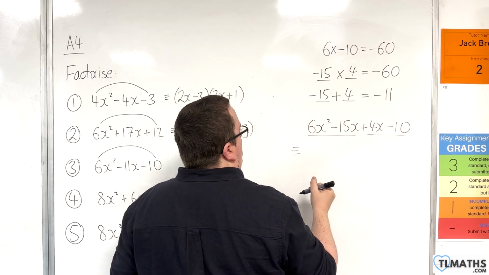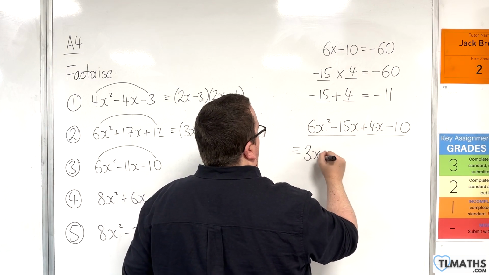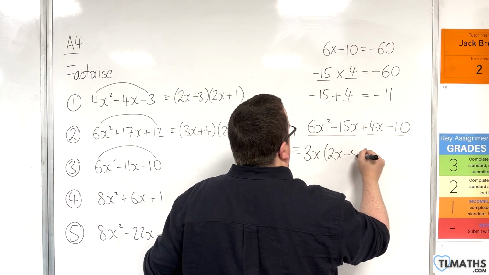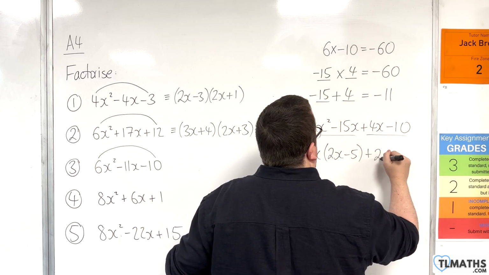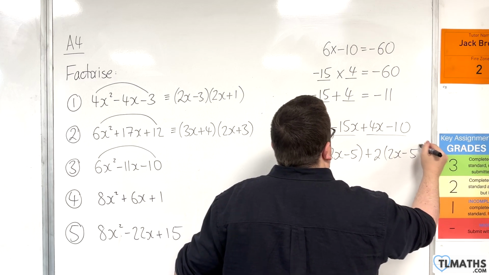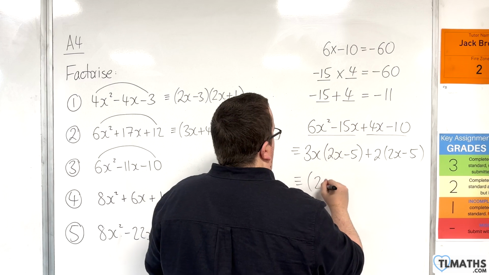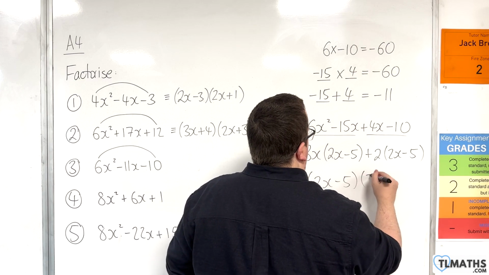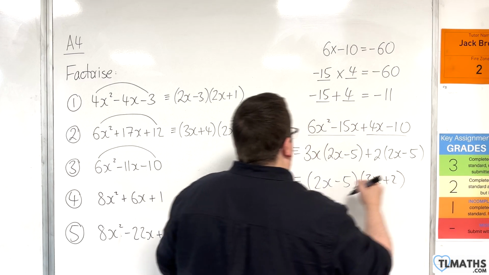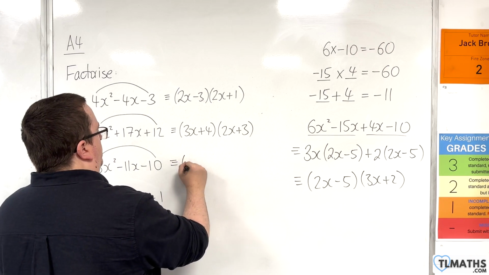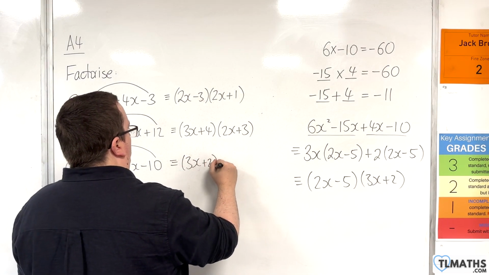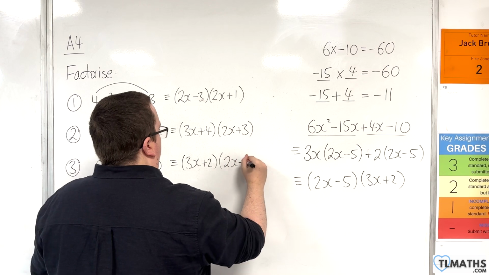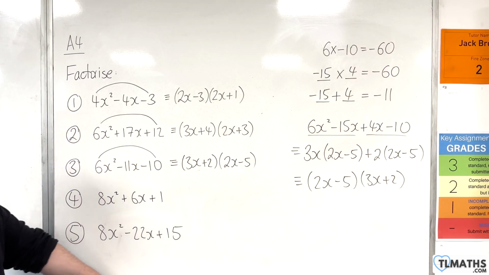Right, factorise the two halves. We'll get 3x times 2x take away 5, and then 2 lots of 2x take away 5. So our two brackets are 2x take away 5 and 3x plus 2. Okay.